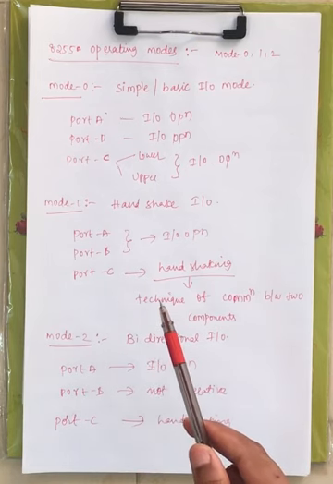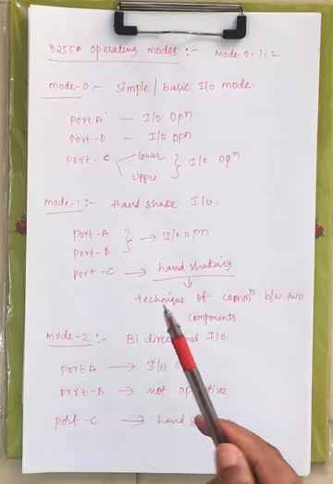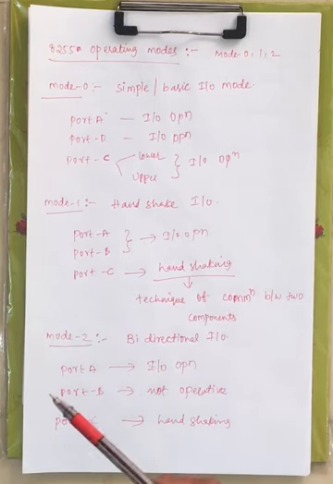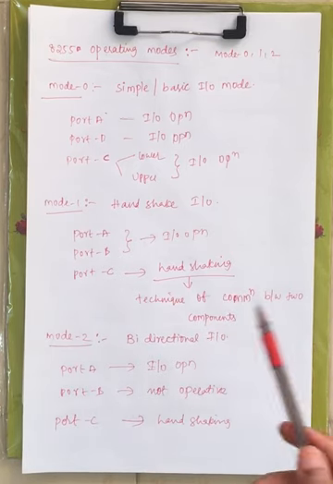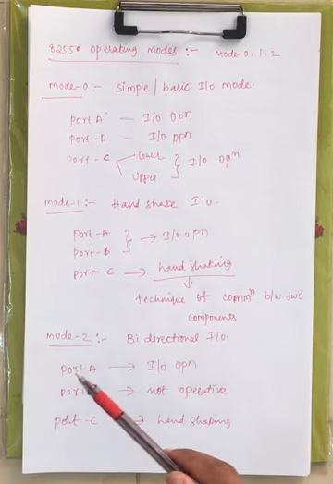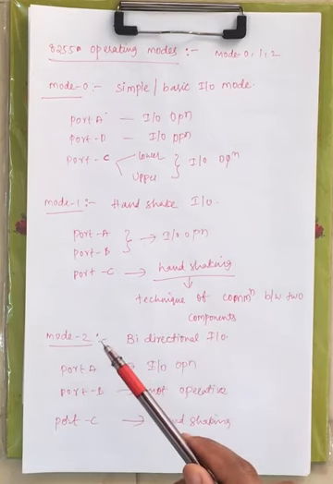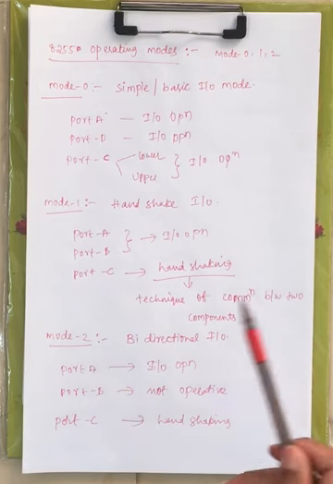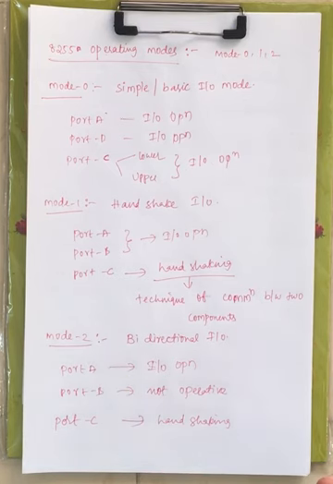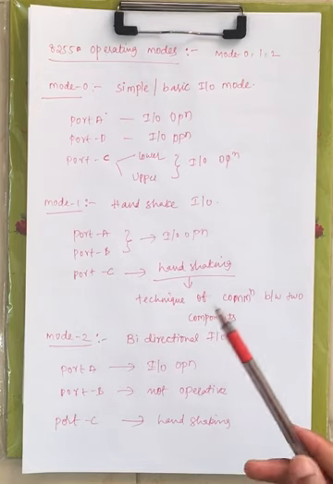Now coming to mode 0, it is a basic IO mode in which all three ports, port A, port B and port C, are used for basic input or output operation, right? Now coming to mode 1, it is called handshake IO. In this, port A and port B can be used for input or output operation. Port C is used for handshaking, making a connection between your peripheral devices and microprocessor.